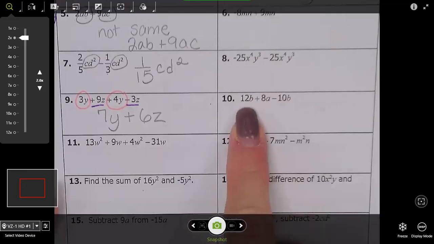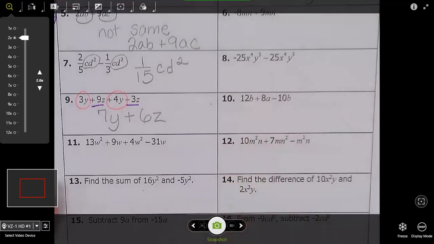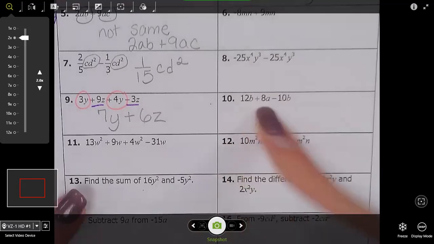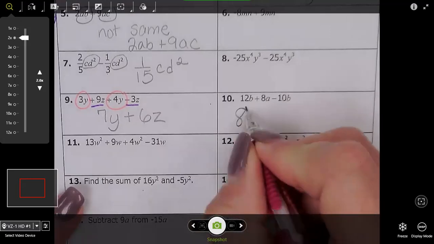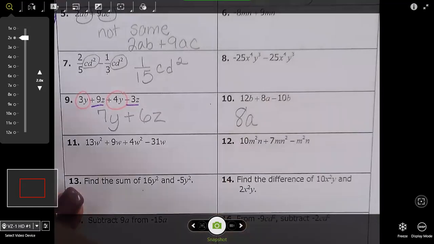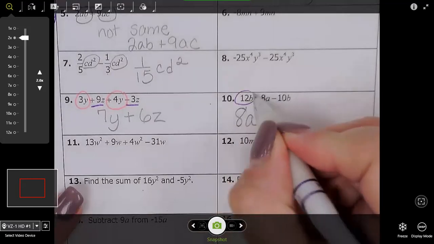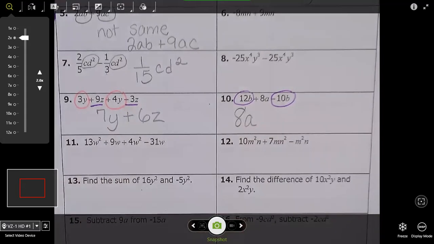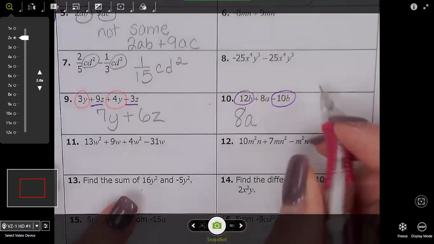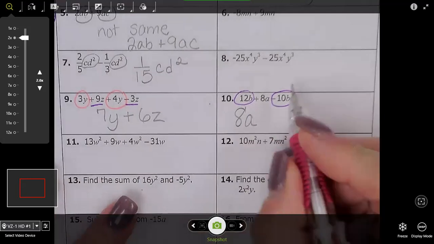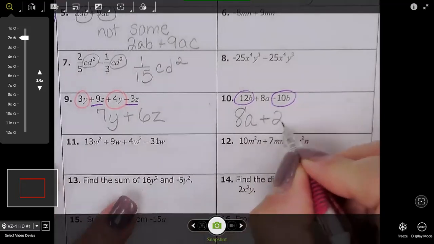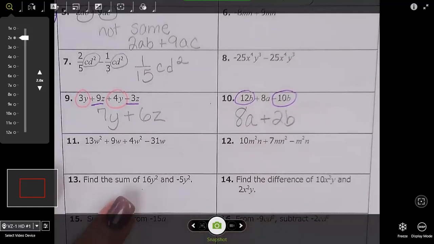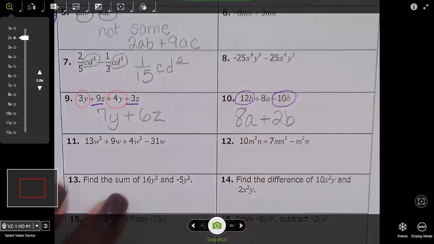I've got the letter B, the letter A, the letter B. Okay, now poor A has nobody to combine with, so I'm just going to write him down. And my B, I have a 12B and a negative 10B. Those are allowed to be combined because they're the same variable and the same exponent. So 12 minus 10 is 2. Do nothing to the variable and the exponent. I'm just going to write it down. Yes, they have to be lowercase.